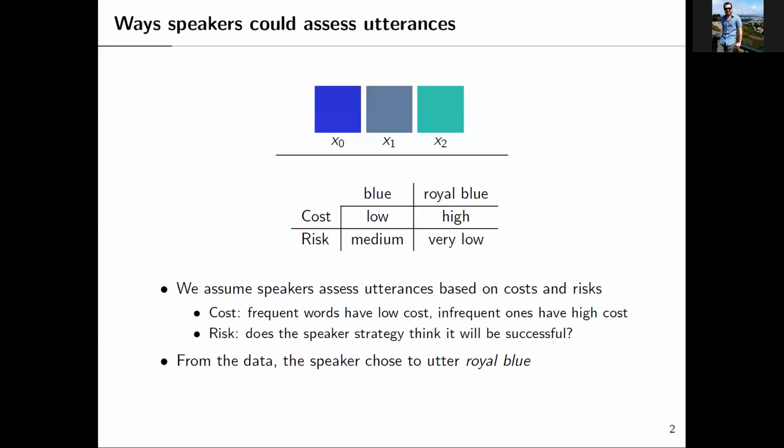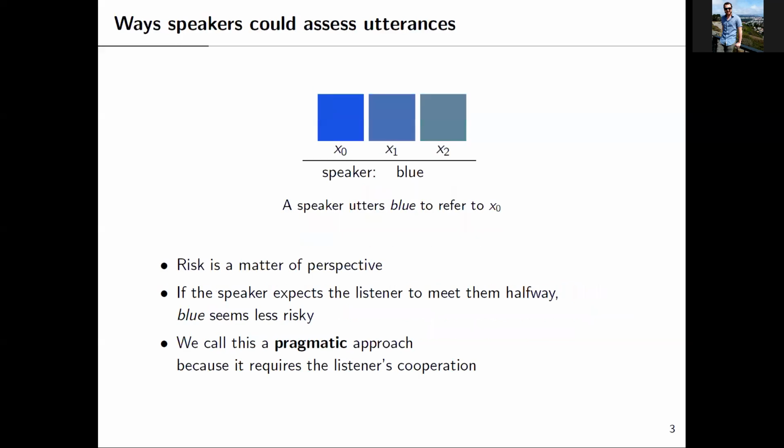Now, this is only one speaker strategy's view of risk. Risk is a matter of perspective. In this example, when presented with the color patches shown here, a speaker chose to say blue. Now you might think that blue wouldn't work because it simply doesn't identify X0 uniquely. But if a speaker expects the listener to meet them halfway, blue seems less risky. We call this a pragmatic approach because it requires the listener's cooperation. The listener has to conclude that if the speaker meant X1 or X2, they would have said something else.